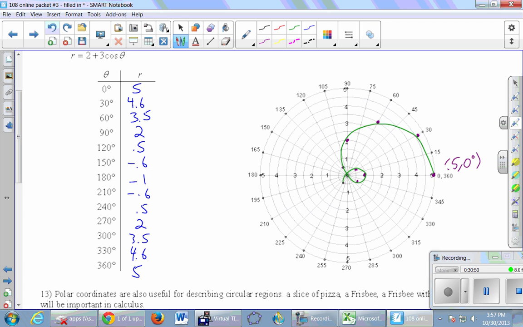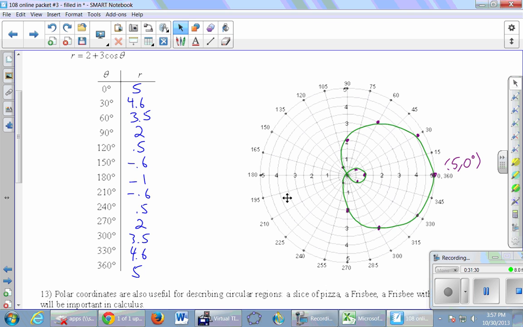Okay, so the last one we just plotted was 240 and 0.5. So let's keep plotting. We're now down here, 270, 2. So this is straight down and out at the 2 circle. And then 300, 3.5 there. 330, 4.6. And then finally 360, which is right back where we started. So let's continue just connecting the dots. Oh, look at that. Definitely never seen anything like that in terms of X and Y graphing. But apparently this is what 2 plus 3 cosine of theta looks like. R equals that thing. So it turns out you can graph this thing on your calculator.